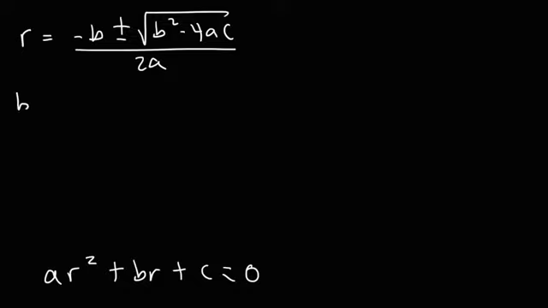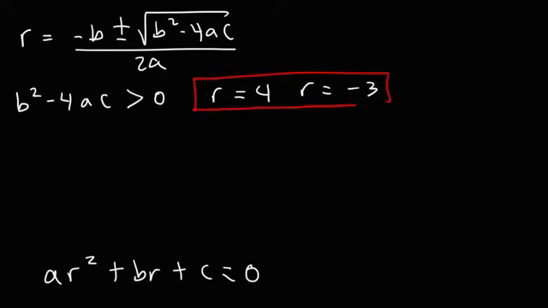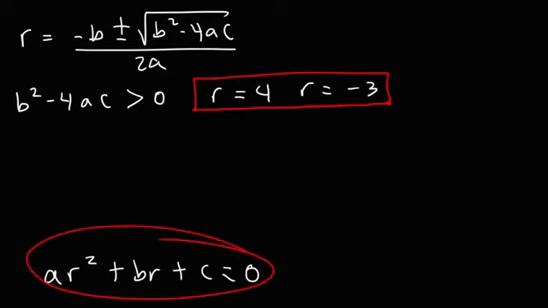The first one is when the discriminant b squared minus 4ac is greater than 0. When that happens, you're going to have two real unequal roots or solutions. So for example, r might be equal to 4 and r might be equal to negative 3. Those would be two real roots. In this situation, you could usually factor this quadratic expression.